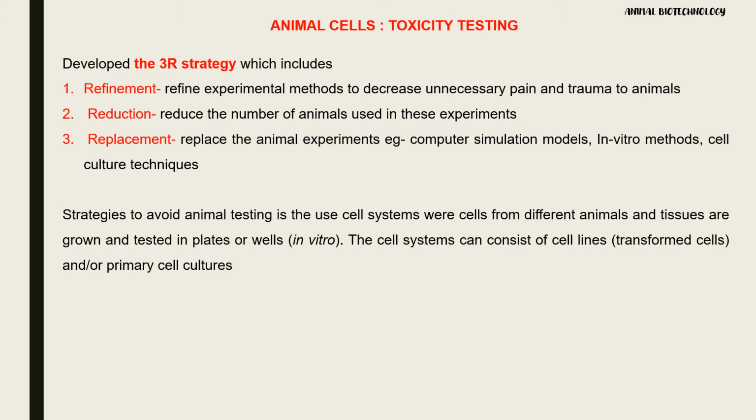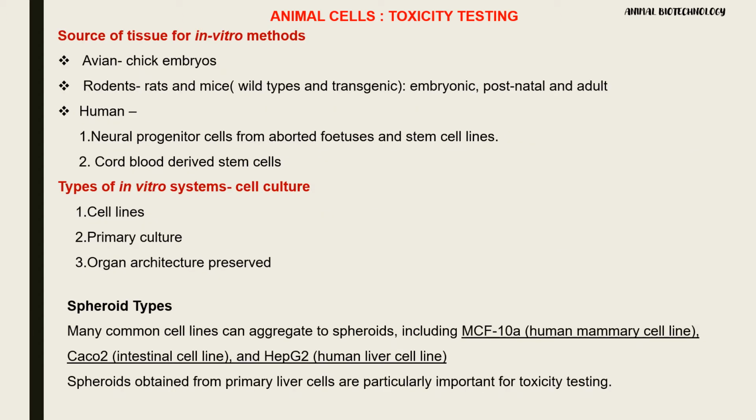Refinement is to redefine experimental procedures which would decrease unnecessary pain and trauma to the animals. Reduction is to reduce the number of animals for the experiment, and replacement is to replace animal experiments with computer models, cell line, and in vitro methods. Cell line systems have been an alternative to animal study in toxicology tests.